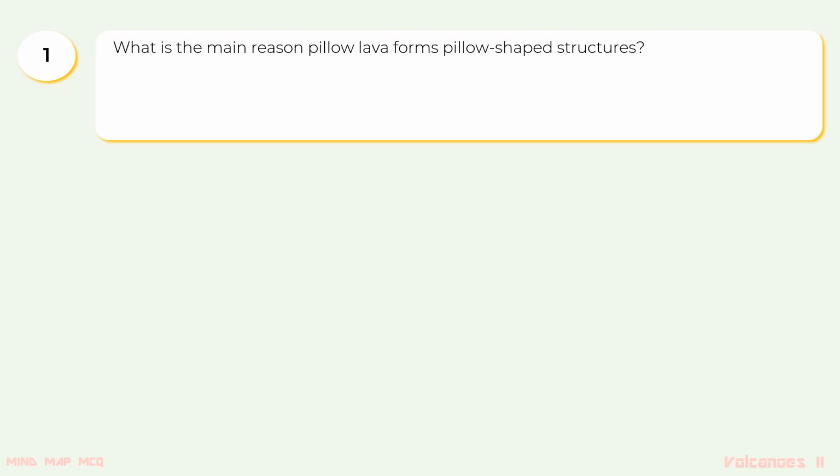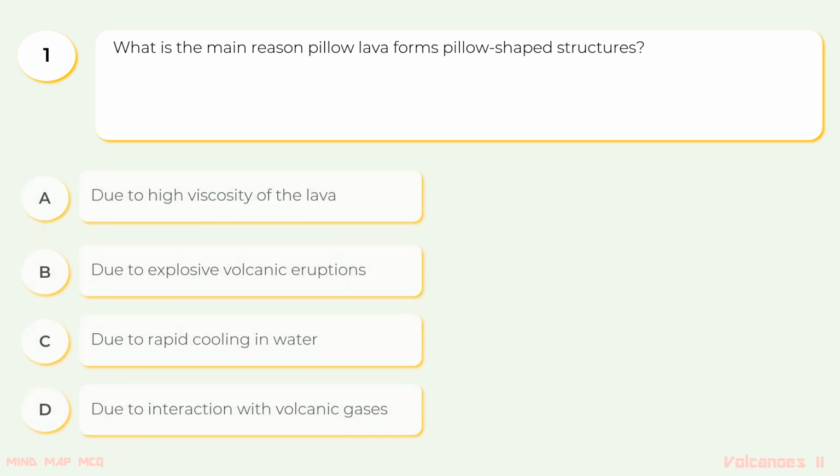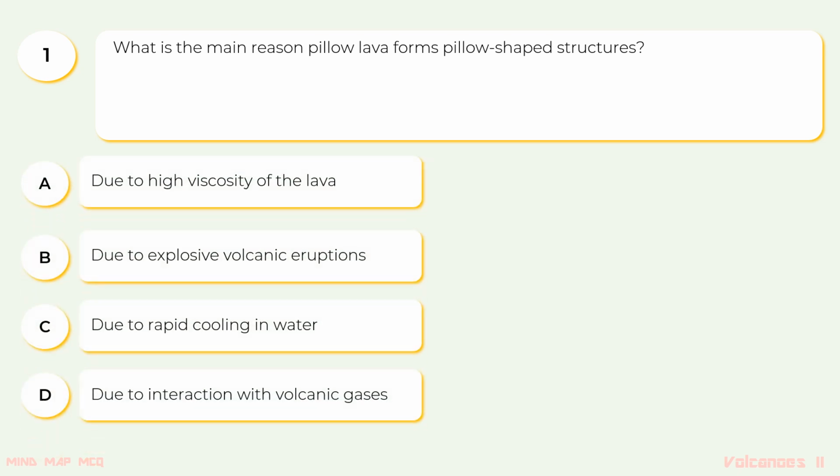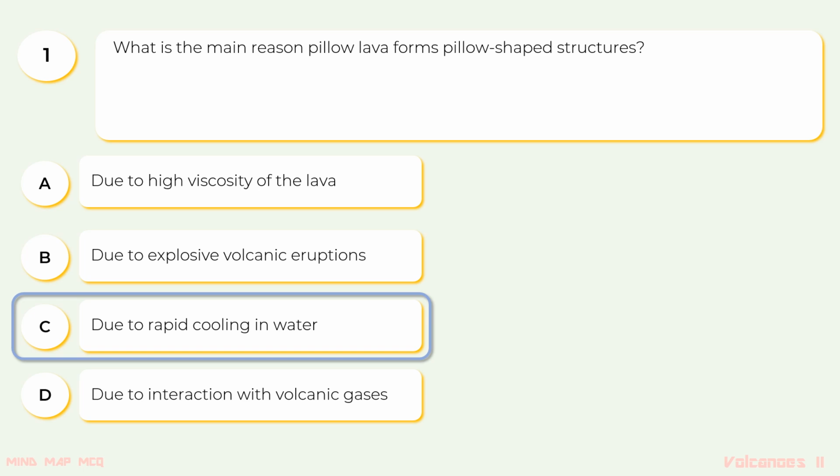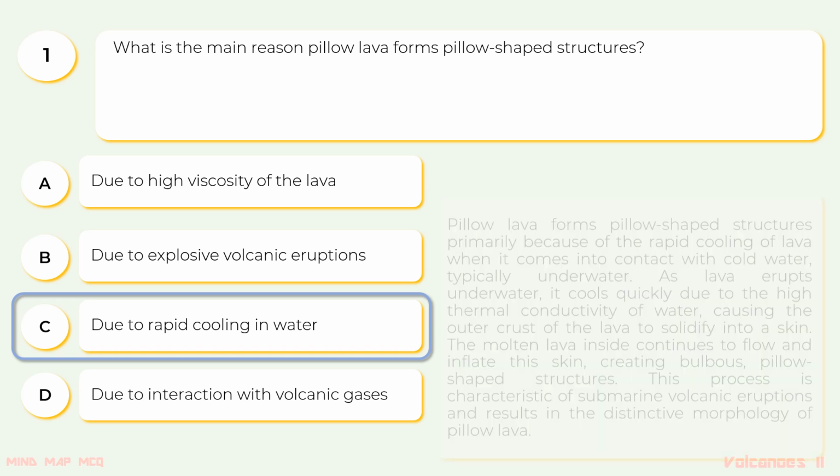1. What is the main reason pillow lava forms pillow-shaped structures? A. Due to the high viscosity of the lava. B. Due to explosive volcanic eruptions. C. Due to rapid cooling in water. Or D. Due to interaction with volcanic gases. The correct option is C, due to rapid cooling in water.